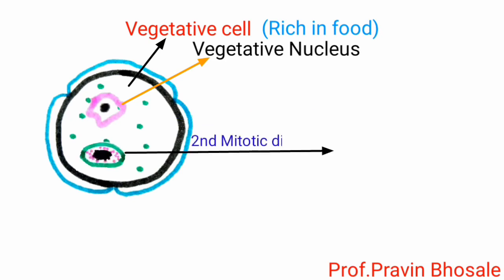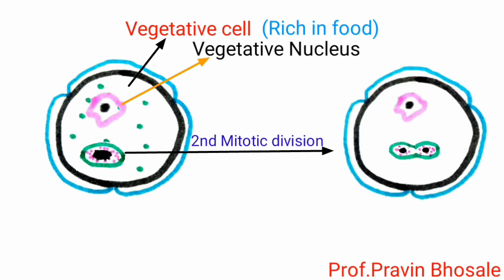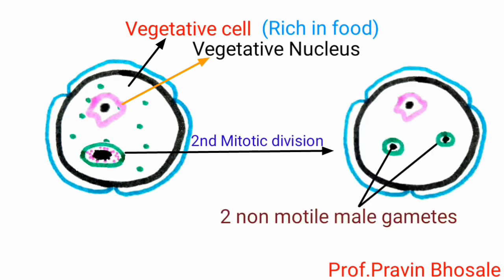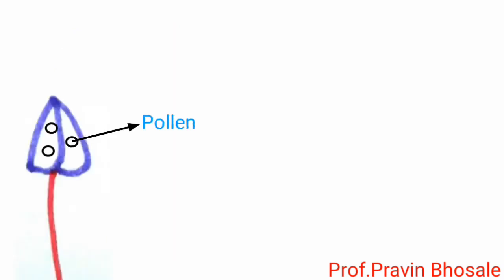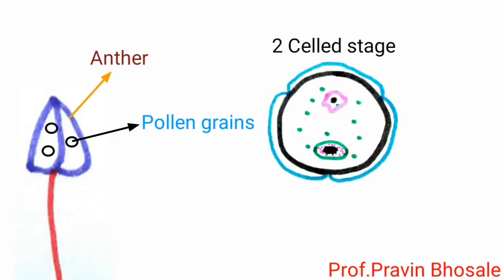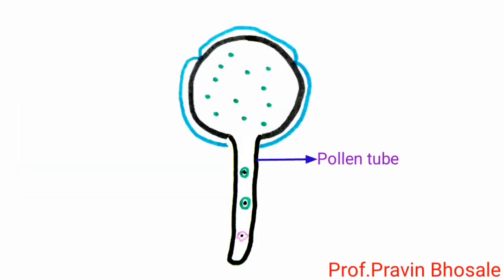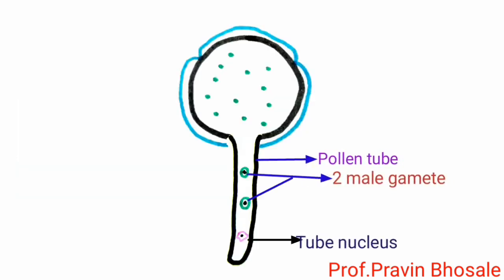The second mitotic division is concerned with the generative cell only and gives rise to two non-motile male gametes. The mitotic division of the generative cell takes place either in the pollen grain or in the pollen tube. The pollen grains are shed from the anther at this two-celled stage in most angiosperms. So the pollen tube, two male gametes and tube nucleus constitute the male gametophyte.